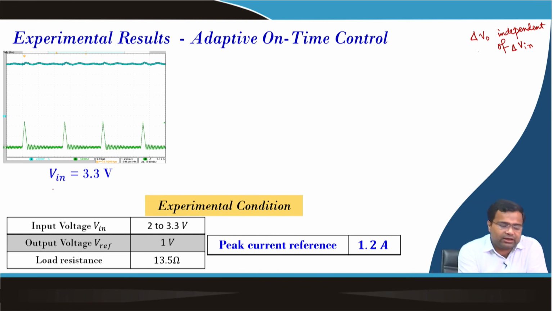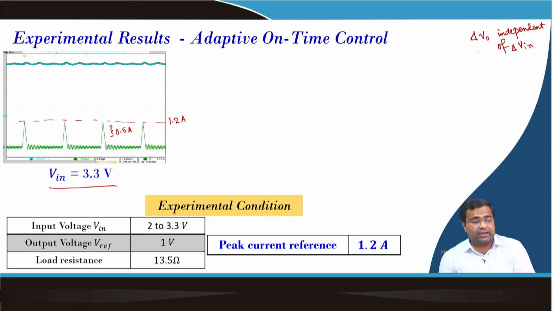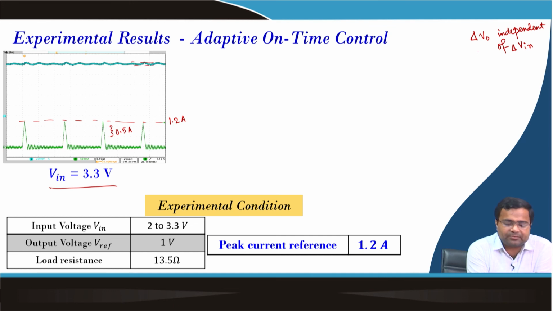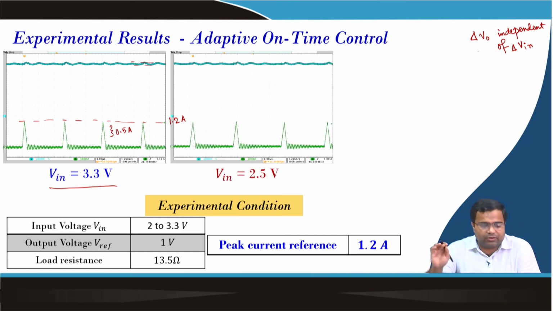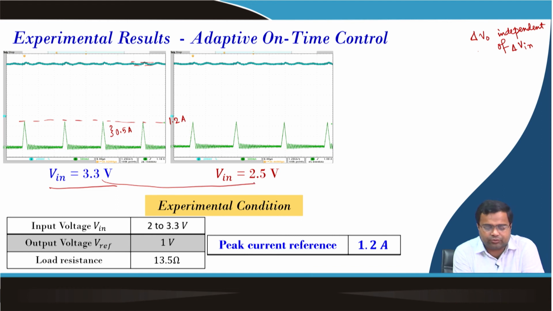So this is the condition where you are operating at a higher input voltage, and you can see the current division is 0.5 ampere. We are getting a peak current reference of roughly 1.2 ampere, and you can see the voltage ripple here because it is in DC couple mode. Now we have reduced the input voltage from 3.3 to 2.5. What you will find is the peak current reference remains more or less the same, 1.2. As a result, the output voltage ripple also remains the same, because the input voltage has no such effect.